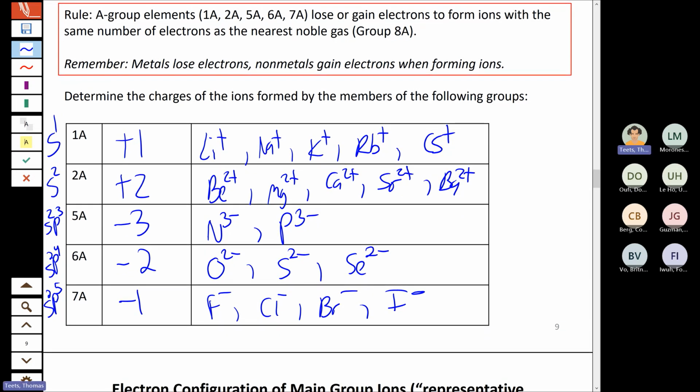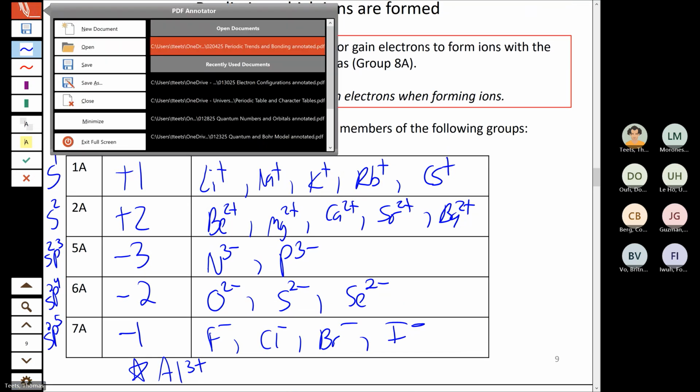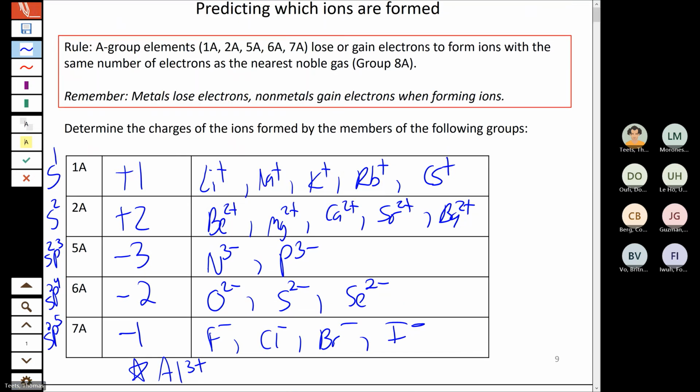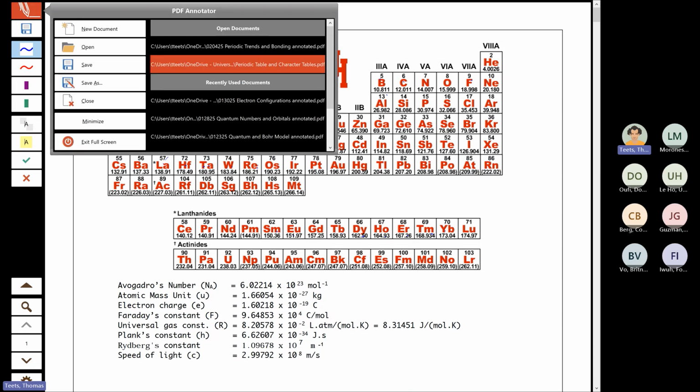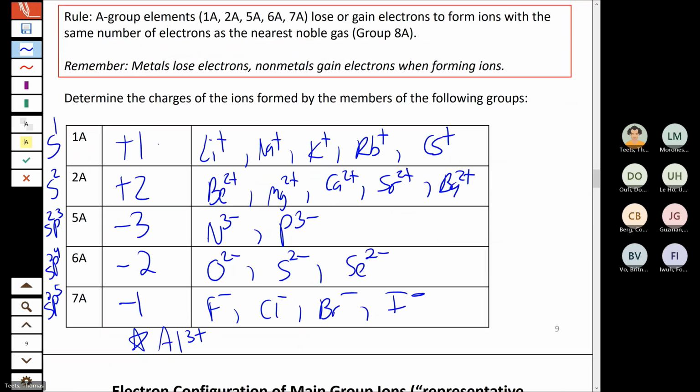One other one that you should definitely remember that's not in this chart here is aluminum will always form 3+ cations. So aluminum is right here in the periodic table, number 13. It's in the p block of the periodic table, but it's a metal. And so it's going to lose 3 electrons, 1, 2, 3, to get back to the neon configuration. So aluminum forms +3 cations. That's another one that's important to remember. So you should remember aluminum 3+.